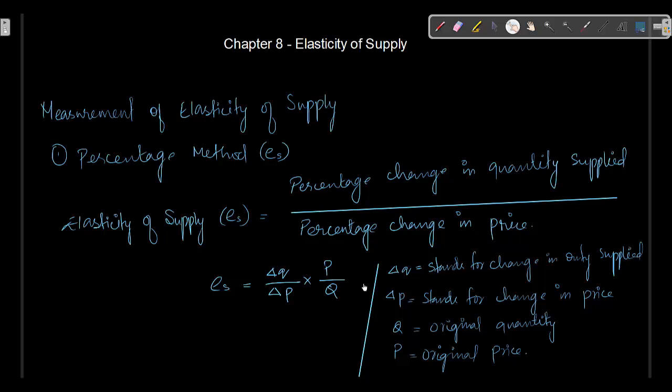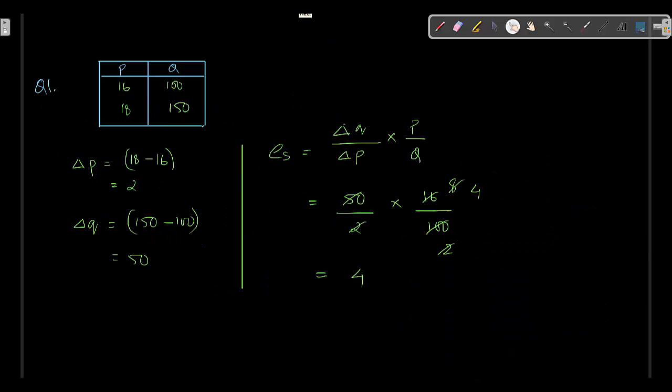So let us start with question number 1. We can open page number 93. First question, it says, if the price of sugar rises from 16 per kg to 18 per kg, the quantity supplied expands from 100 kg to 150 kg. What is the elasticity of supply of sugar? So we're going to find out the elasticity of supply of sugar here. It says that when the price is 16, the quantity supplied is 100 kg. And when the price is 18, the quantity supplied is 150.